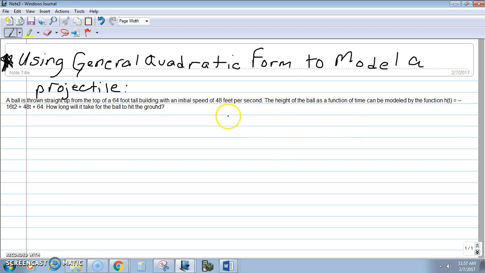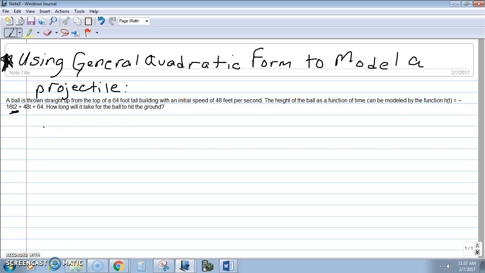This is the first question, and I'm going to use it to do a little example problem here. A ball is thrown straight up from the top of a 64-foot building with an initial speed of 48 feet per second. The height of the ball as a function of time can be modeled by the function h of t equals negative 16t squared. This should be squared here, it just came out funny. t squared, so we know it's a quadratic, plus 48t plus 64. So let's take a look.